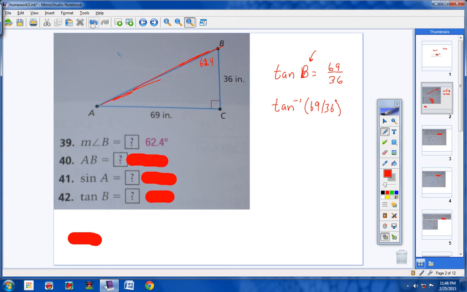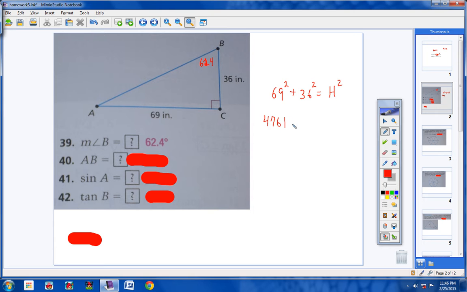Okay, well obviously we have a right triangle and we know two sides, so we're definitely going to use Pythagorean's theorem. So here we go. We have a leg of 69. We have a leg of 36. And we have a hypotenuse that we're looking for. 69 squared is going to give you 4,761. And 36 squared is going to give you 1,296. Okay, let's add those two together.